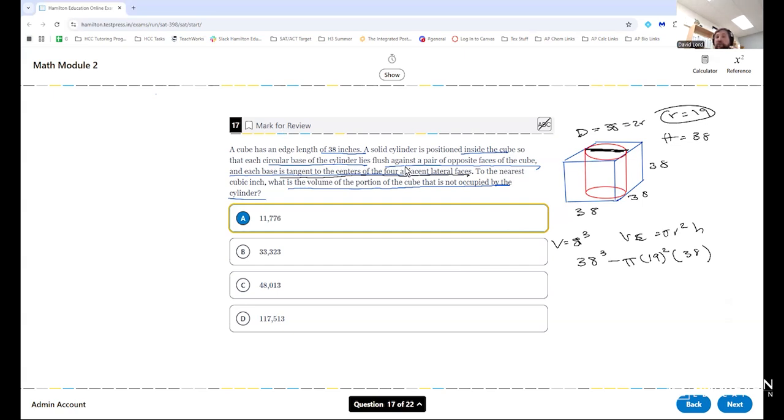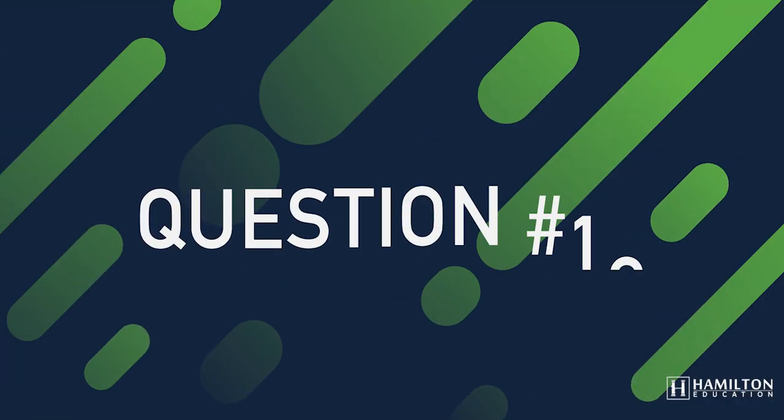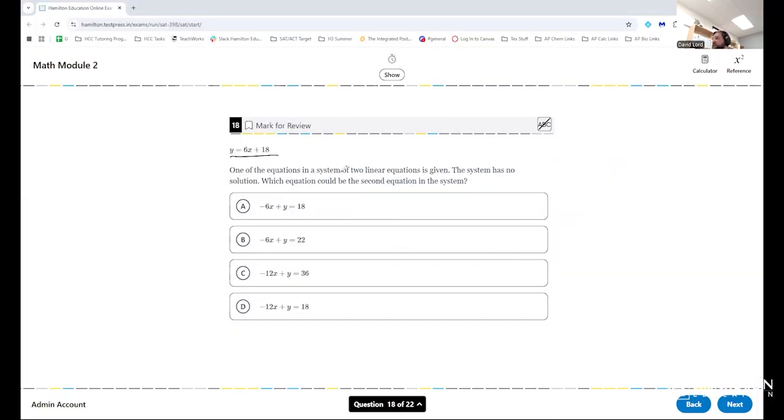Again, these geometry questions without the visualization are very challenging. So definitely you will want to draw a picture on your scratch paper. So, all right, let's go to the next one. Question 18. y equals 6x plus 18. One of the equations of a system of linear equations is given.